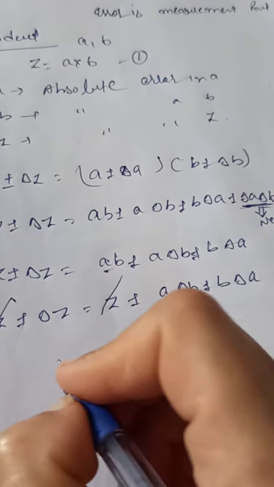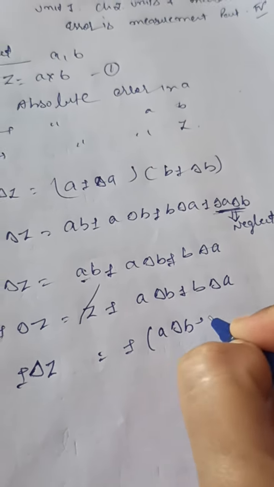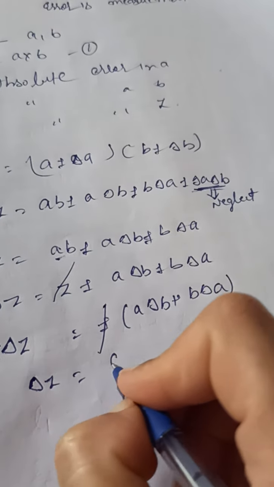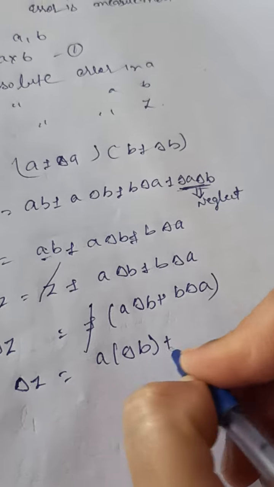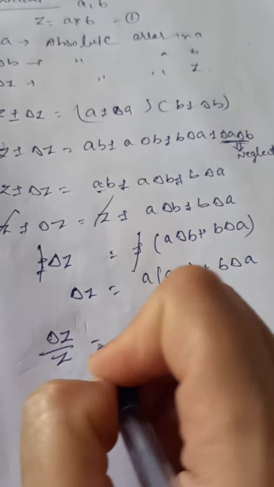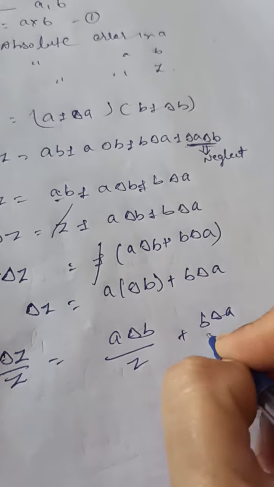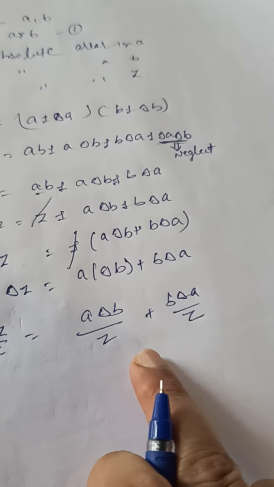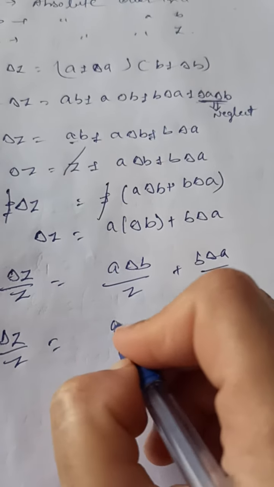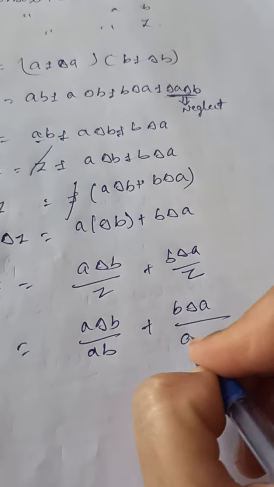Now Z goes with Z, and delta Z equals plus minus, now take the plus minus sign common, A delta B plus B delta A. From here you will get delta Z is equal to A delta B plus B delta A. Now divide both sides by Z. Delta Z by Z equals A delta B by Z plus B delta A by Z. Now put the value of Z as A into B on the right hand side, you will get delta Z by Z is equal to A delta B upon AB plus B delta A upon AB.